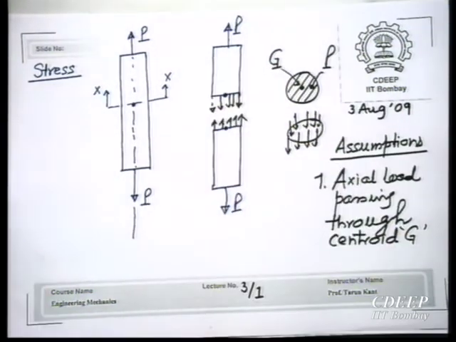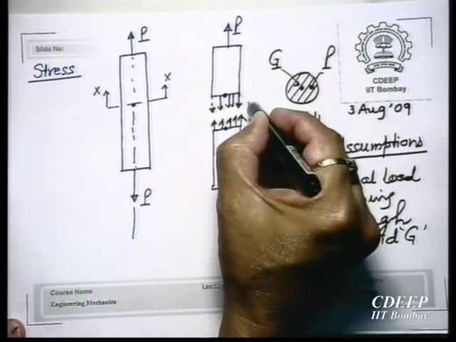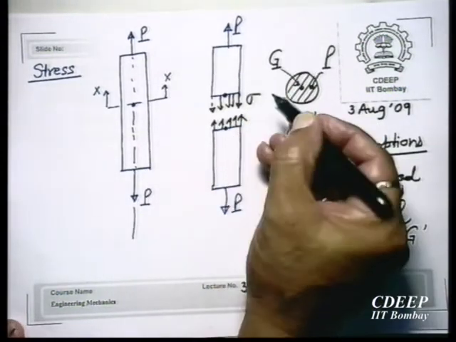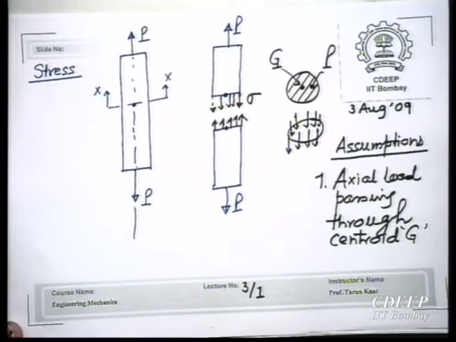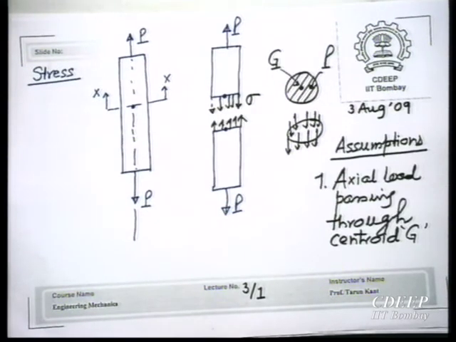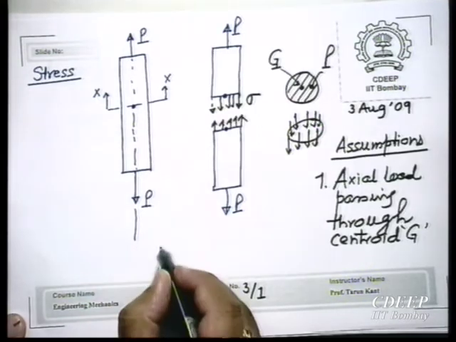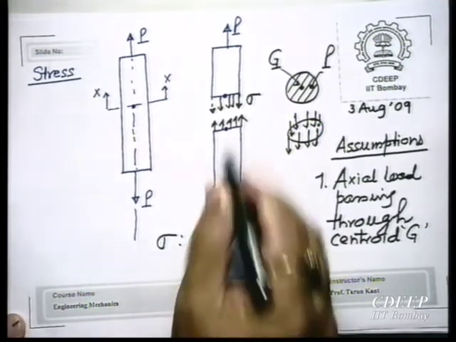Equal and opposite, this distribution of force, and since we have assumed this to be uniform, we denote it by sigma, and sigma is a distribution over area. So, we distribute load per unit area, that means Newton per square meter. The unit of force is what? Newton, kilogram into g. So, it is in Newton per square meter.